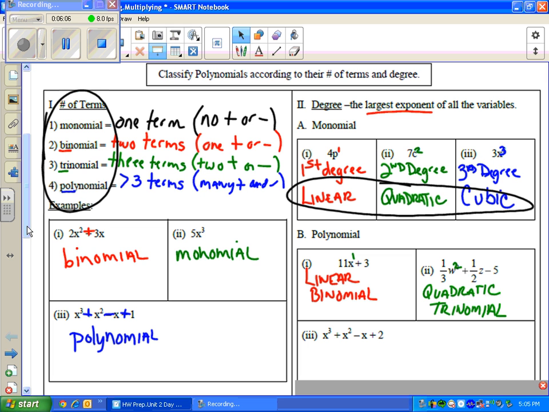Okay, lastly, here you once again see many pluses and minuses. There are 3 of them there, which means we have many terms. It's going to be a polynomial. Of all of those terms, the largest degree there is 3. So the third degree we call cubic. This will be a cubic polynomial.